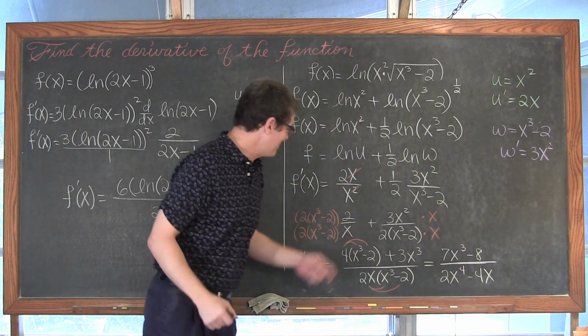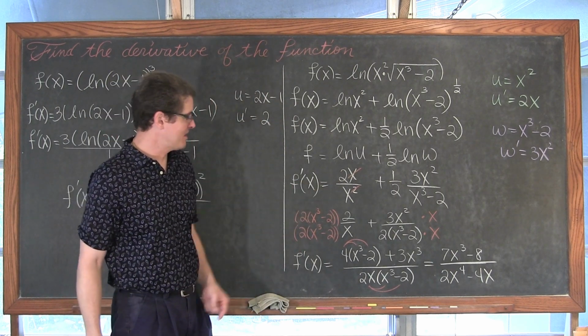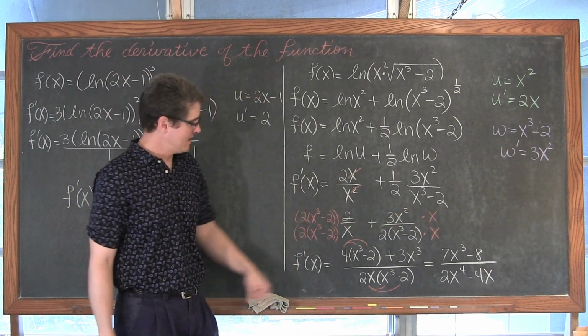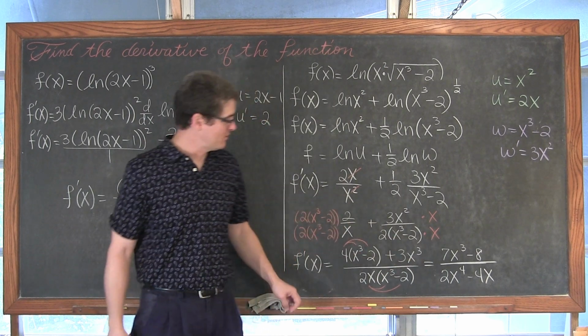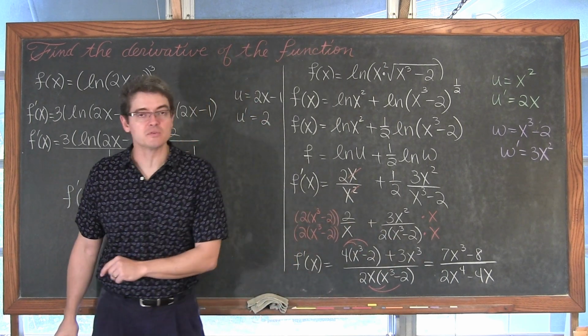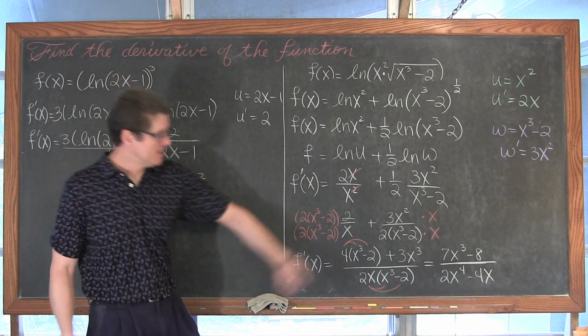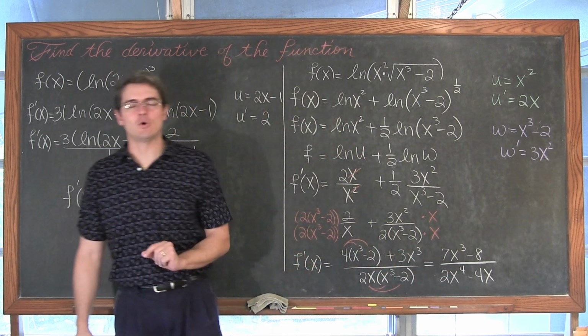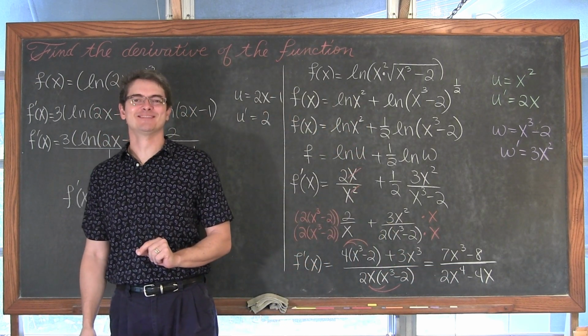There we go. What did we do? We did a little cancellation, we found some common denominators, distributed and combined like terms, and we have f prime of x is equal to 7 cubed minus 8 over 2x to the fourth minus 4x. Next examples!